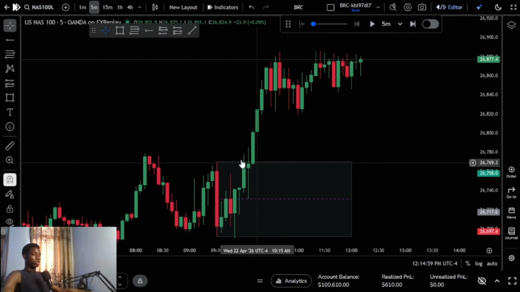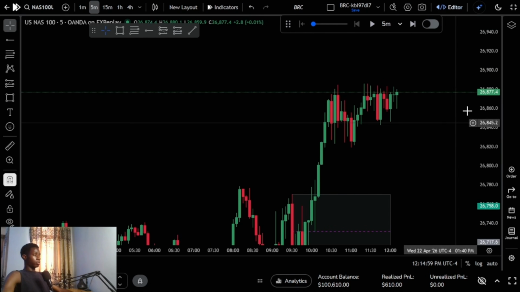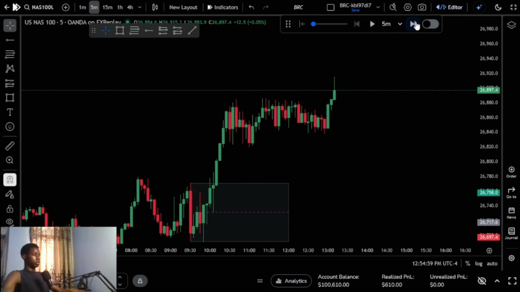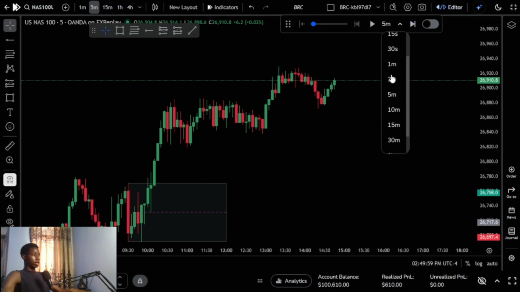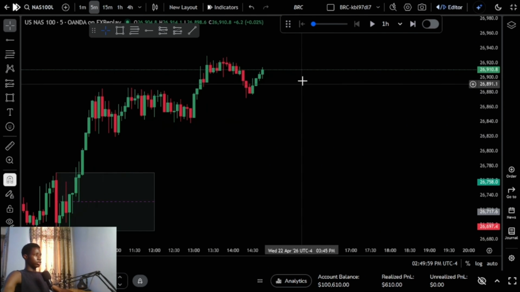So the reason we had no entry is because we didn't have any 5-minute retest. But most people who took this ORB, or opening range breakout, would most likely have had a very, very good trade, which you can see, as price ended up going all the way to the upside. So we didn't have the 5-minute retest. That's why I wasn't able to enter the trade.